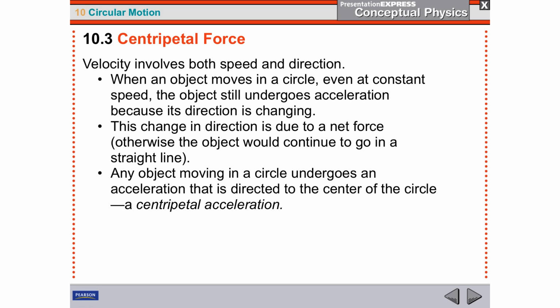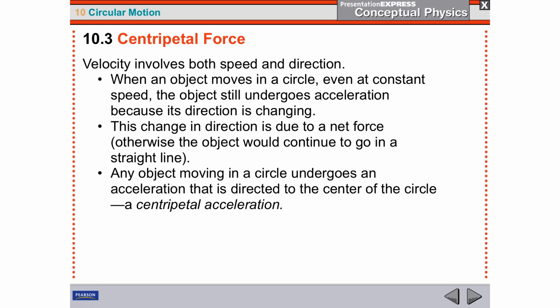You're not getting faster. Your engine is not getting faster, but you are accelerating. The acceleration is what makes you feel like your head wants to go to the side. That is called a centripetal acceleration.